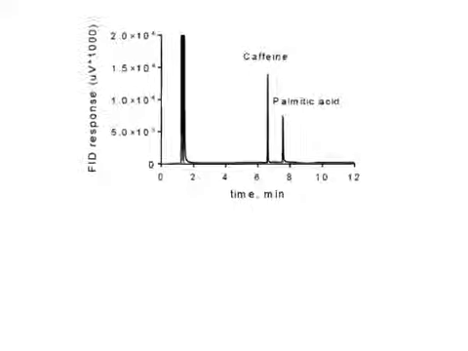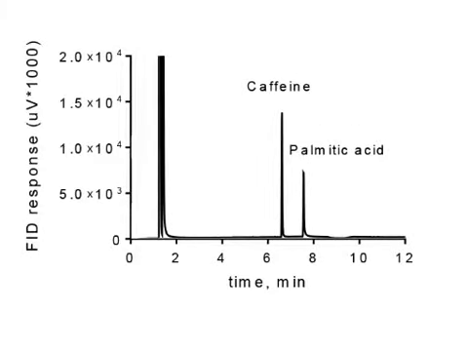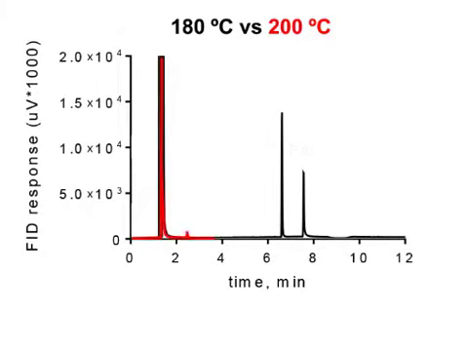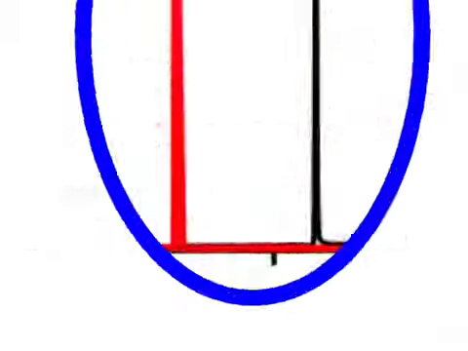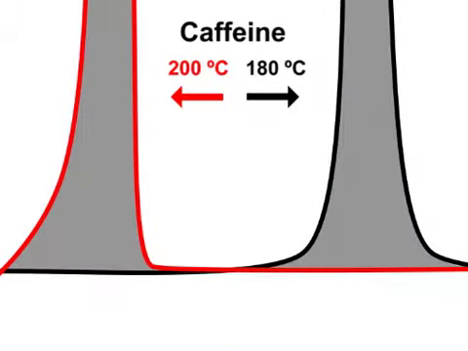The effect of column temperature was also explored. At 200 degrees, samples moved through the column twice as fast as the sample run at 180 degrees. Note that while peak heights change, the area under the curve remains constant.